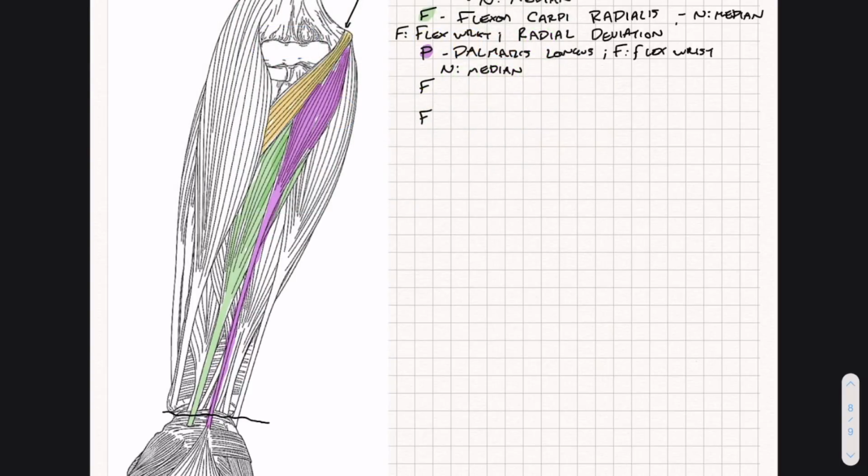Next muscle we have starts with an F, and it is over here. This one also just ends in the wrist. It starts with an F, so it's a flexor, and it ends on the wrist on the ulnar side. So we call this flexor carpi ulnaris.